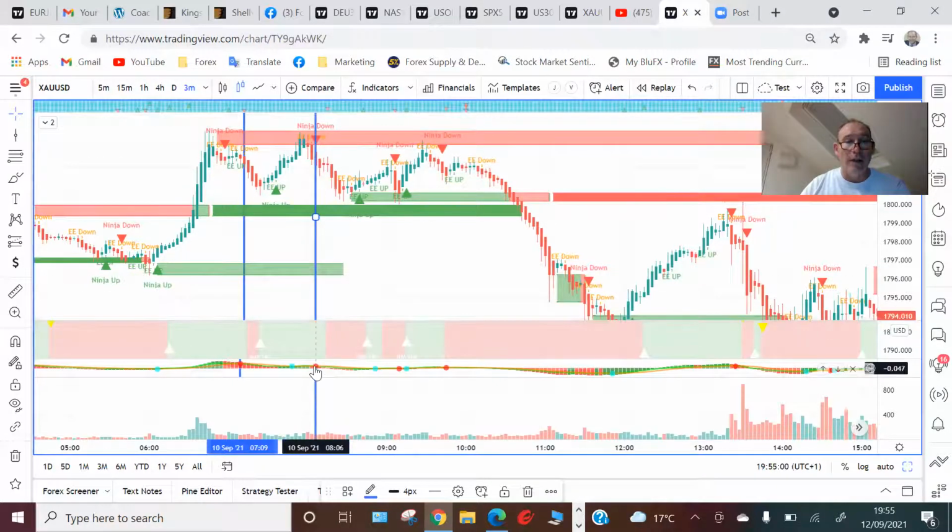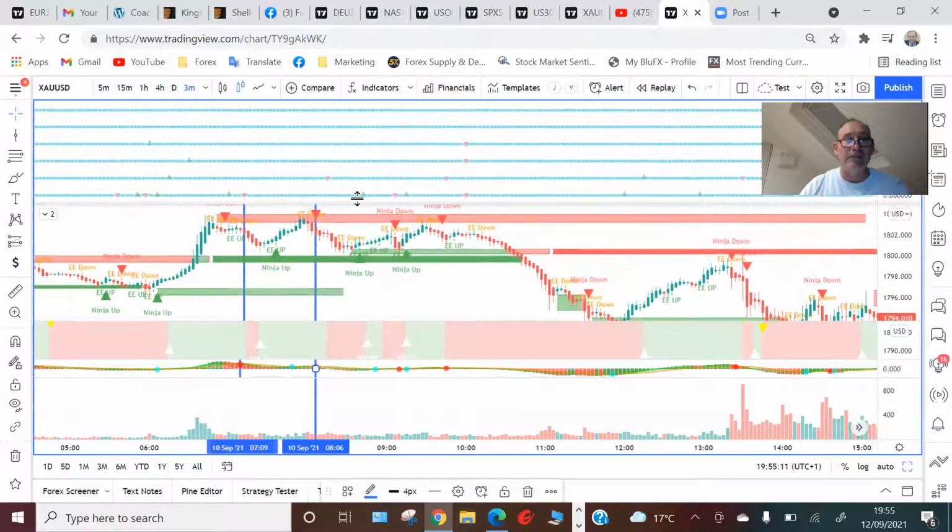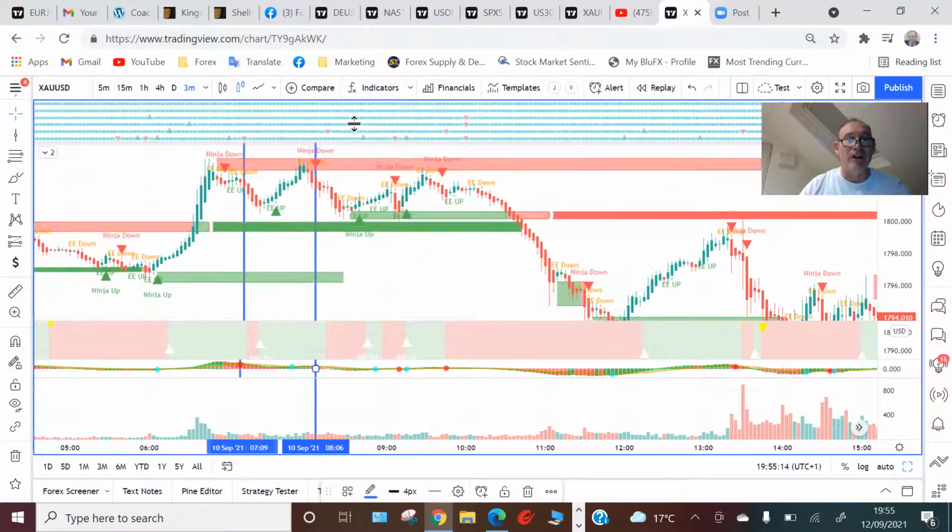What's that telling us? To sell. What's volume telling us? To sell. Something's aligned, apart from we're a little bit early for this here. Let's go and check our engulfing. There's nothing, so a little bit further along.